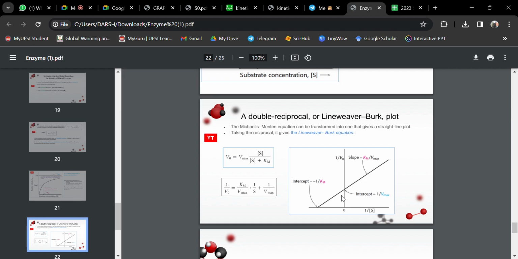Let's say that value is 2. The line is at 2 at the point where it intercepts. Let's say it is 2, so what is Vmax? 1 over 2. Yes, that is its Vmax.